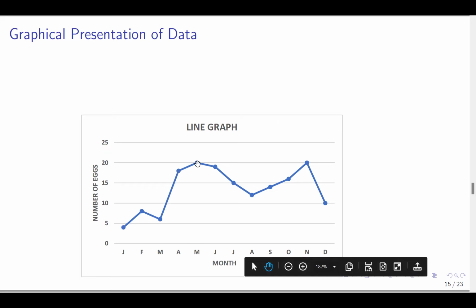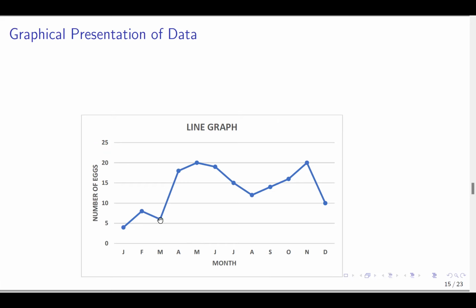So this is how you do it. You take each month, look at its count, and make a dot there. After you've made all the dots, you use your rule to connect all the dots consecutively. So connect from January to February, February to March, March to April, April to May, until you reach December. So this is a line graph, another way of presenting your data as a graph.